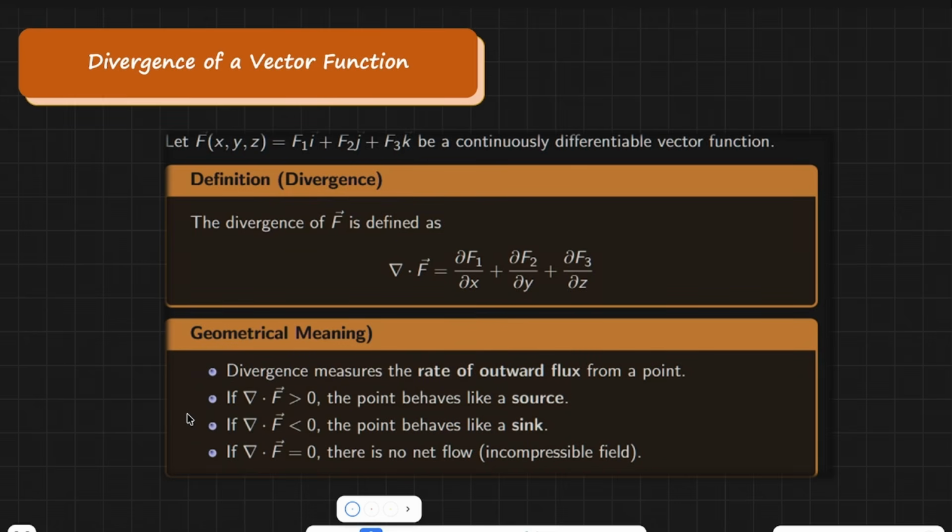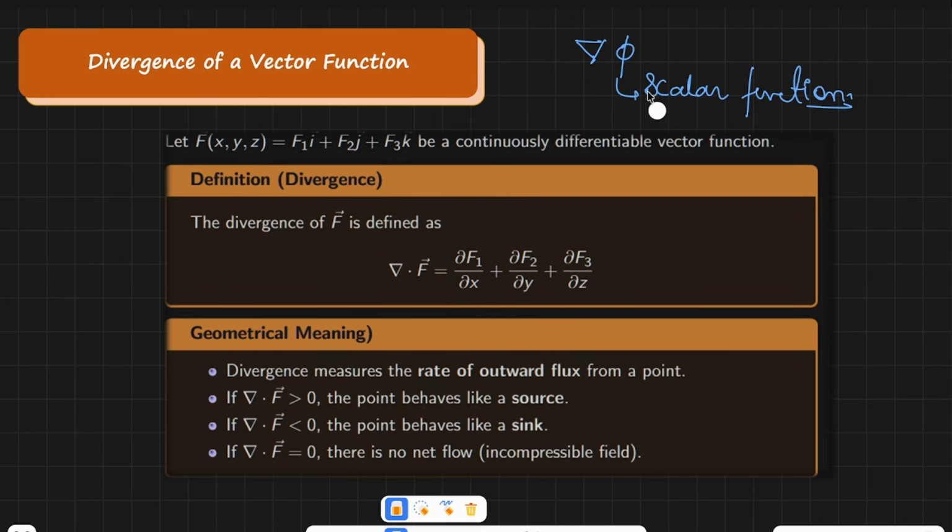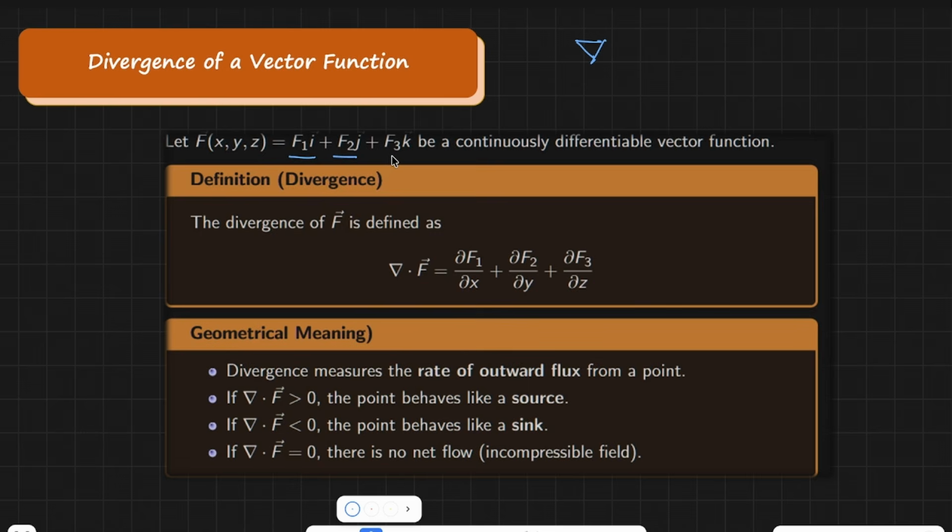Now let's come to the next concept, that is called divergence of a vector function. So here what we were doing, we were applying this del operator to phi. Phi was a scalar function. Now what will happen if I apply it to a vector quantity? Okay, so let's begin with this. Let's say I have this del operator and I'm going to apply it to a vector function, and let's say my vector function is f1 i cap, f2 j cap, and f3 k cap.